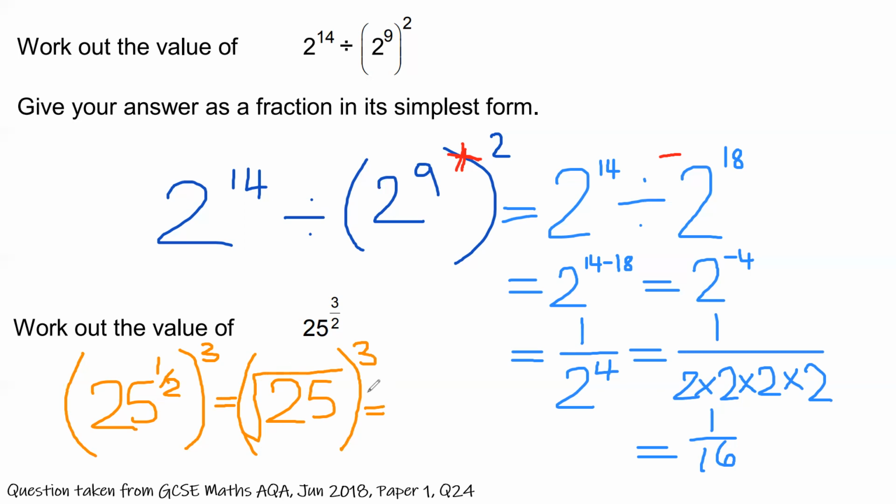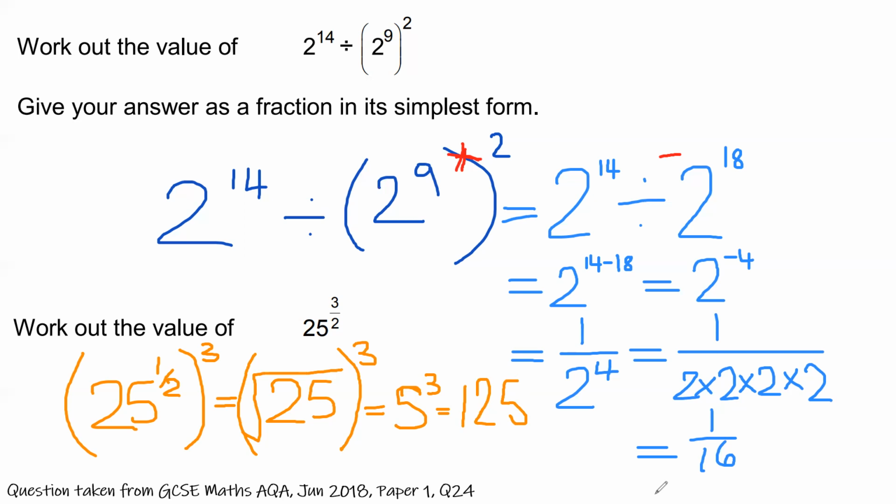So if we figure this out, the square root of 25 is just 5, and we're going to do it to the power of 3. So if we calculate that, 5 times 5 times 5 is 125. So this question basically had a fair amount of memory in it.